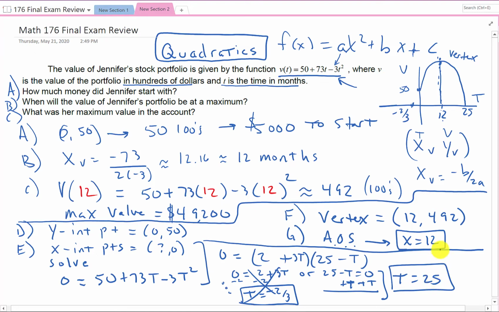So what happens in 25 months? Well, the value goes down to 0. So if she waits that long with this particular model, she's going to lose all of her money. There is kind of a quick example. You might try thinking through this on your own without looking at this and be able to pull out all those details from a quadratic equation.